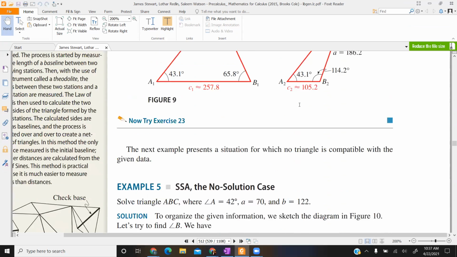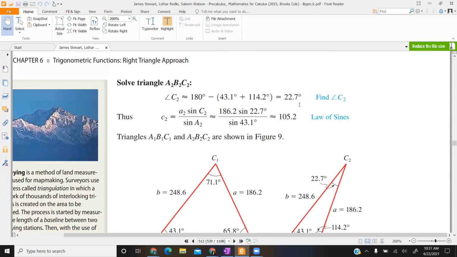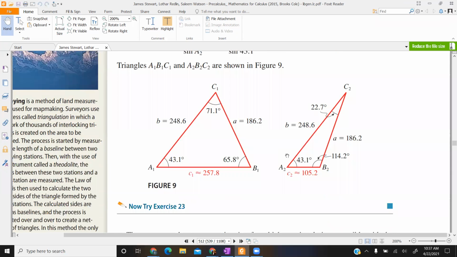So this is the case that you have two possibilities that are actual possibilities. Considering one possibility doesn't lead to a contradiction. These are two triangles that are consistent with the given data.